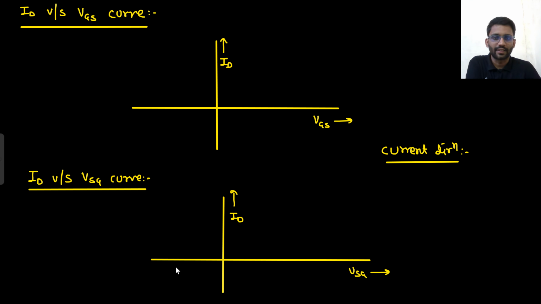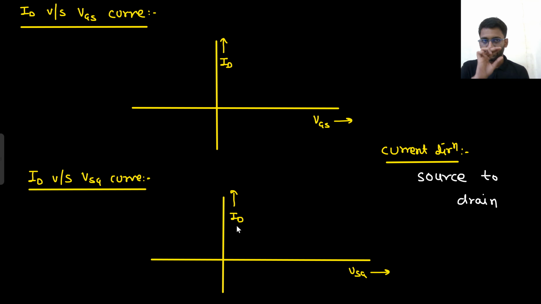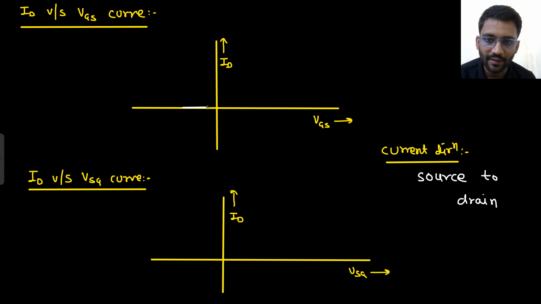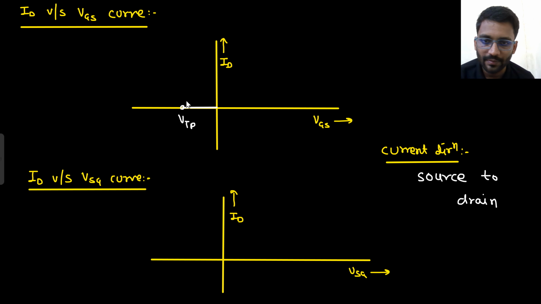Now we will draw the transfer characteristics. So ID versus VGS we are drawing, not VSG. The current direction is from source to drain. ID versus VGS: source is grounded, and at the gate you have to apply a negative potential. Till a particular negative voltage, you are not getting any current. After this negative potential, you will get some current.